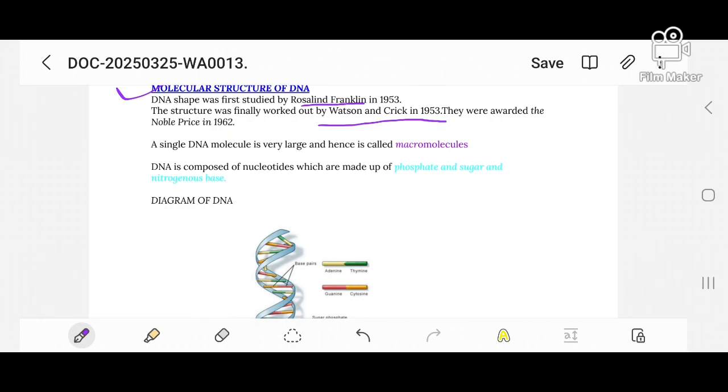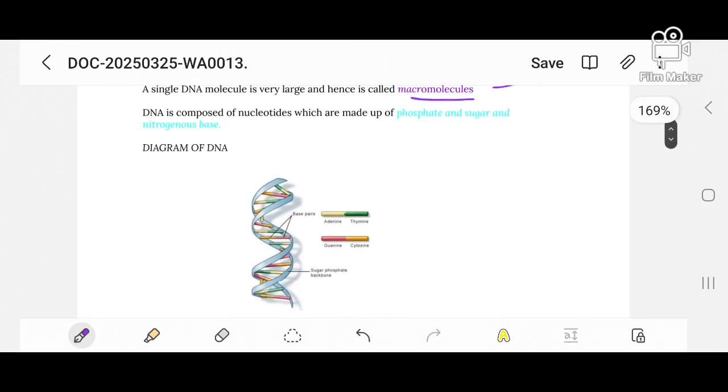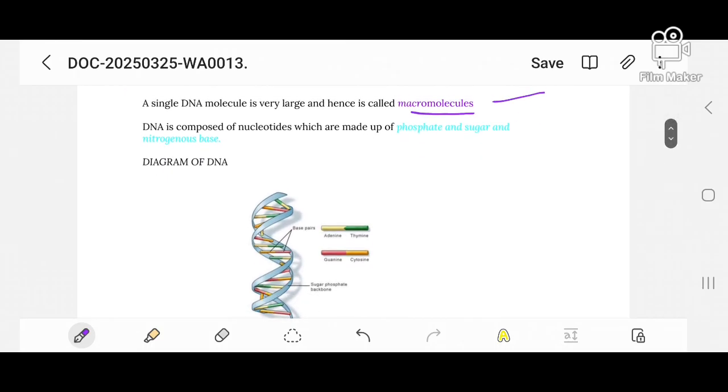Again, the DNA is composed of some molecules. Those molecules are very large in size, so they are called macromolecules. It may come, what is a macromolecule? DNA is composed of nucleotides. These nucleotides are made up of three main substances: phosphate, sugar or pentose sugar, both are same, you can call it pentose sugar or only sugar, and nitrogenous bases.